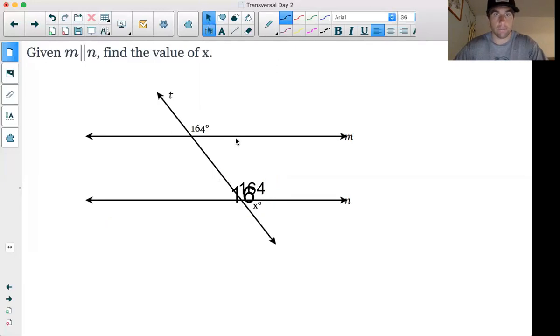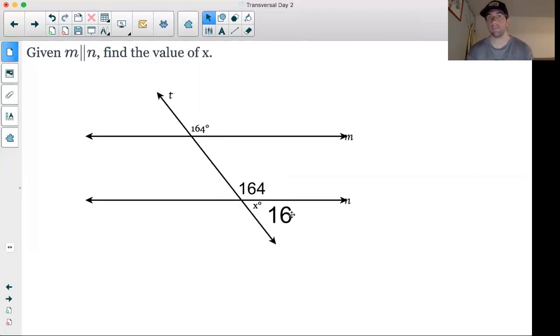16 degrees. So X is really 16. That's it, okay? So I did what I knew. I knew that 164 and right here, 164 are corresponding angles, so they're the same. So I wrote it here, and then I'm like, oh, they're right next to each other, so they're supplementary. So these two should add to 180 because they're on that line, okay?